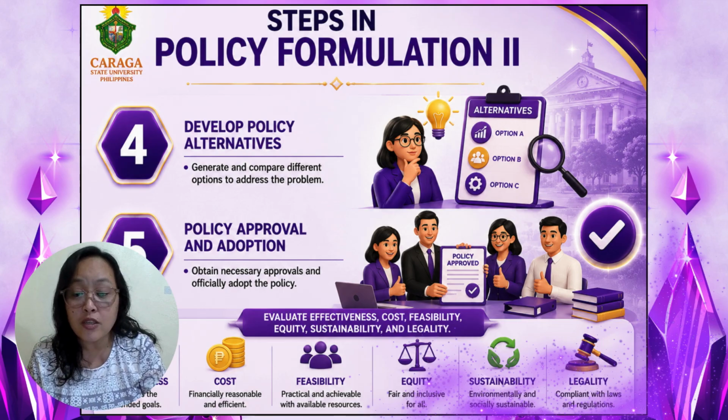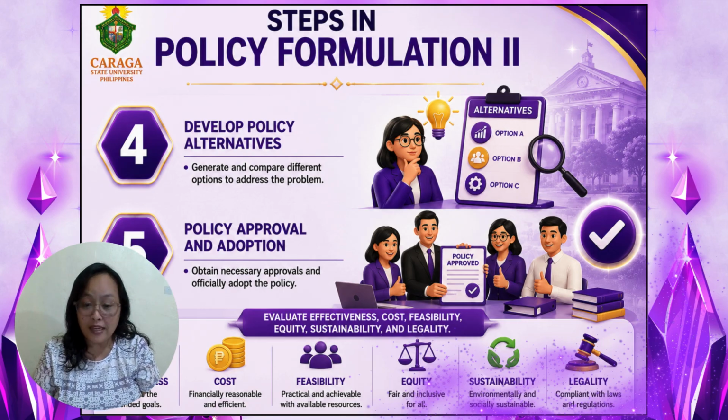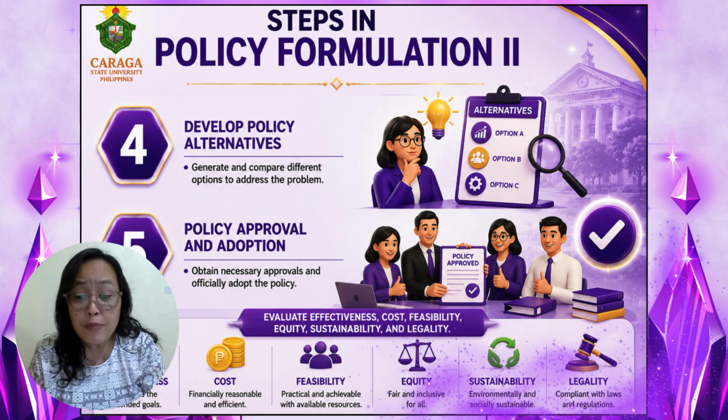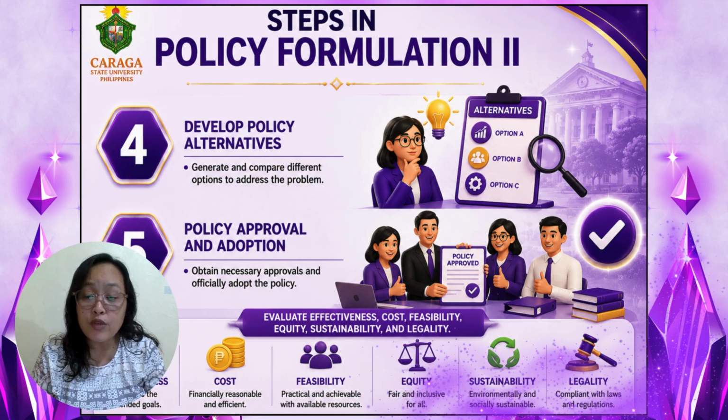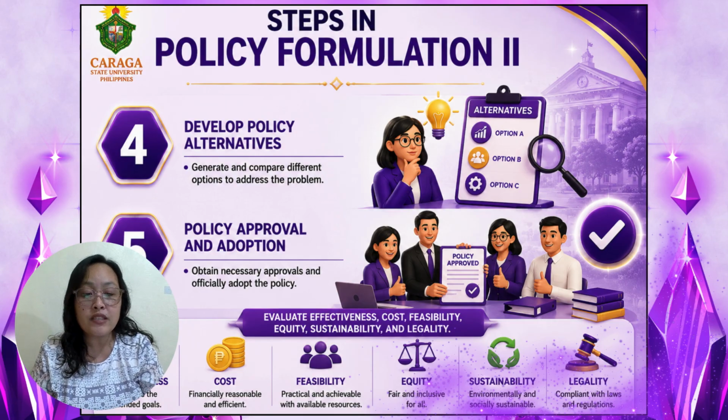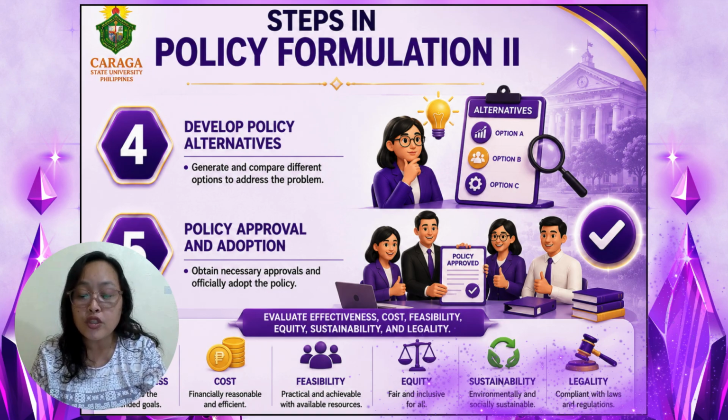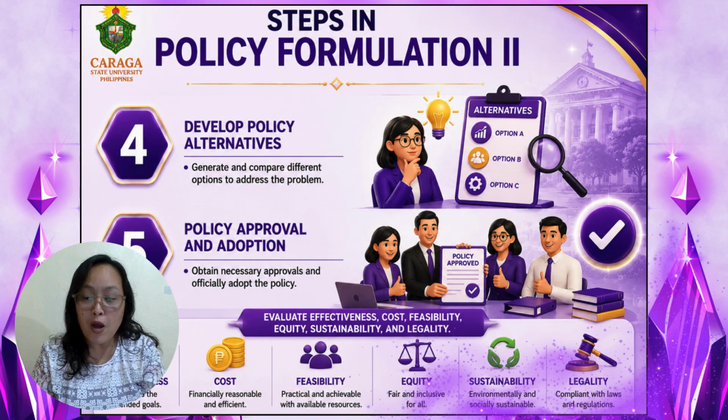Fifth is policy approval and adoption. The proposed policy undergoes review by the authorized educational bodies before receiving formal approval. Depending on the level of governance, approval may come from school boards, divisions, educational institutions, or government agencies. Once approved, the policy becomes an official guide for educational practice.